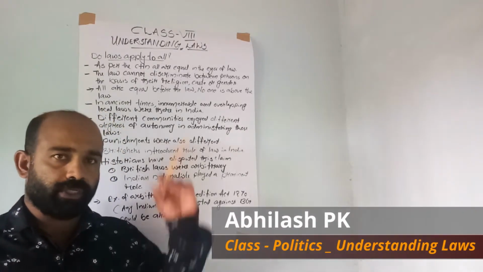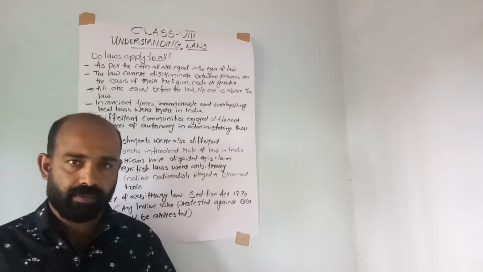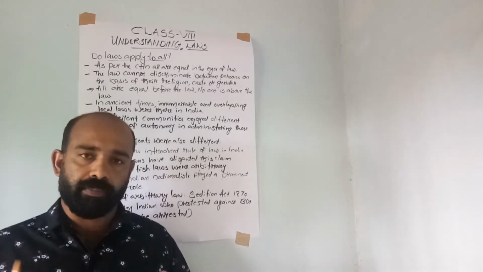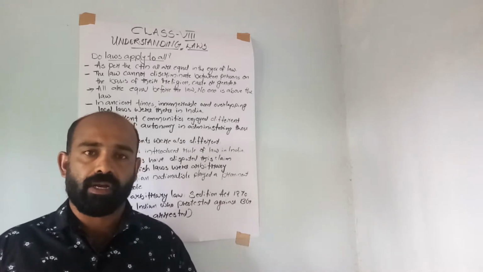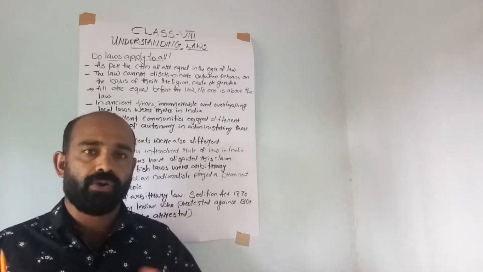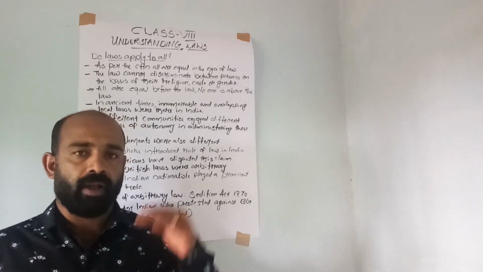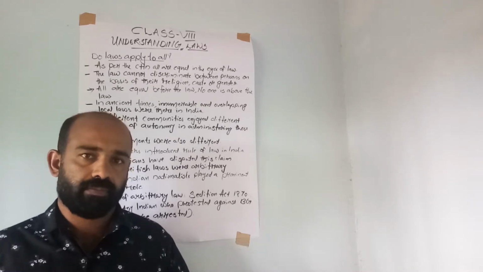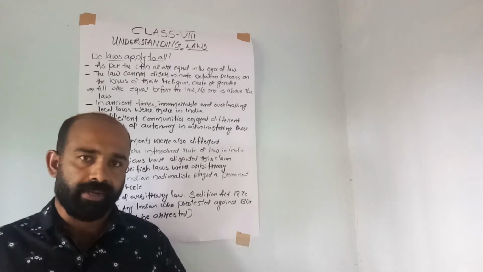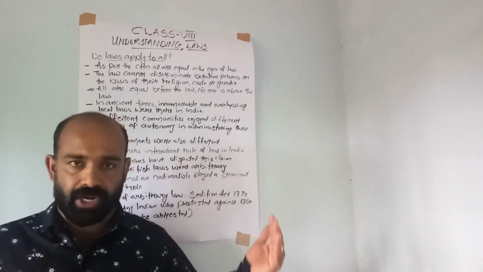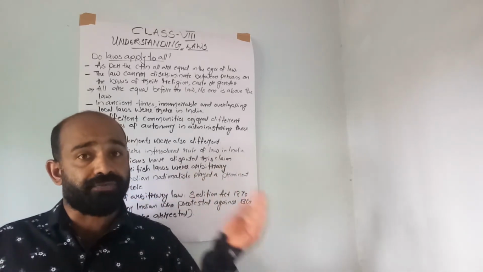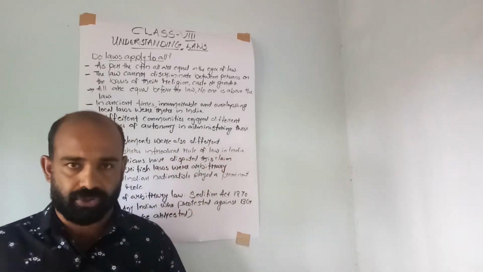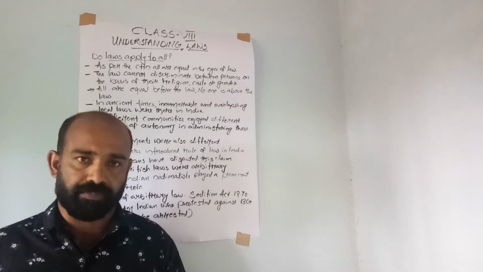Today we are going to study a new chapter, Understanding Laws. In this chapter, we are going to study the importance of rule of law, which means all are equal before the law. In the eyes of law, all are equal. And how do new laws form? And after the formation of a law, if the laws are not favorable for the people, how will the people be able to change the laws? All these matters we will discuss in this chapter.